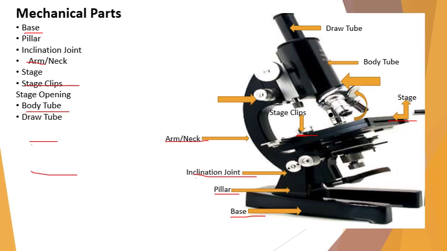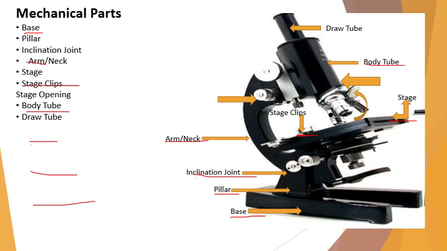Next one is the body tube. Here we have a body tube. This body tube is attached to the arm and bears the lenses. The lenses are present in this body tube, and vision through the lenses is possible through the body tube. The next, or the last one, is the draw tube.